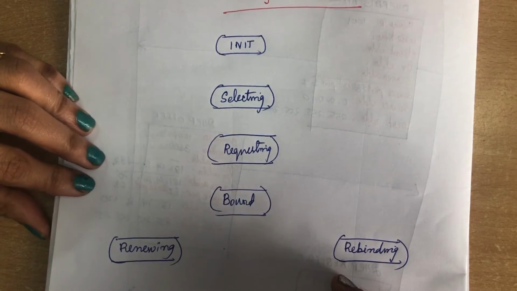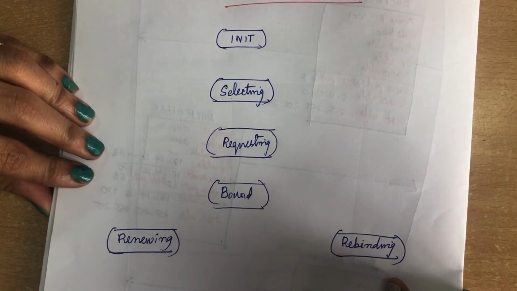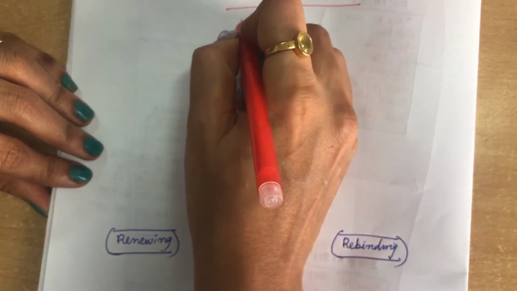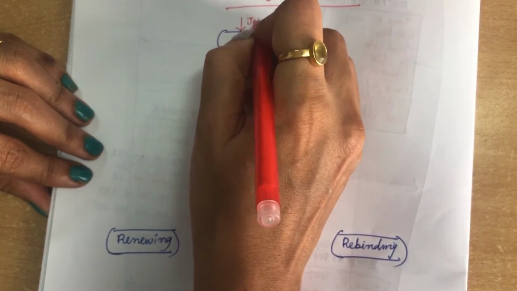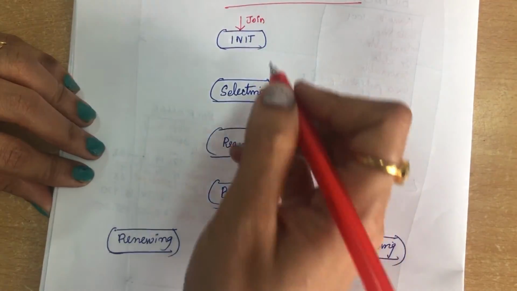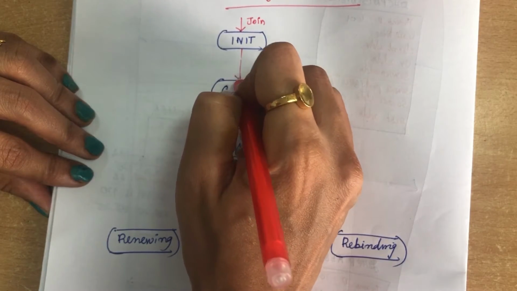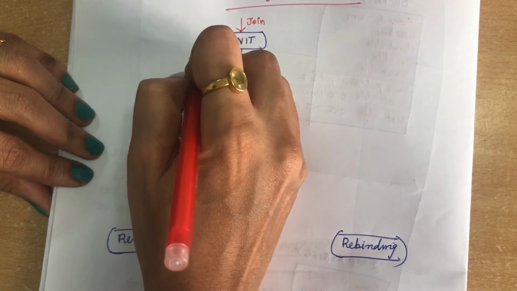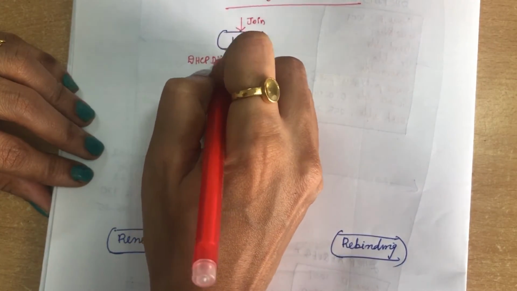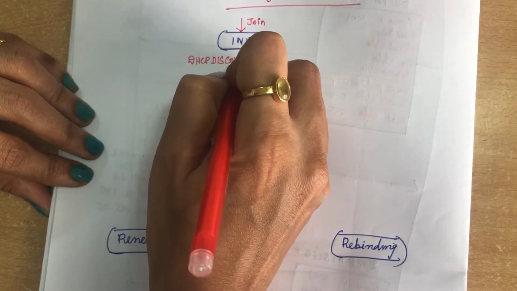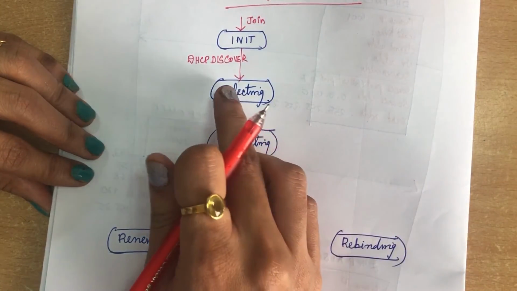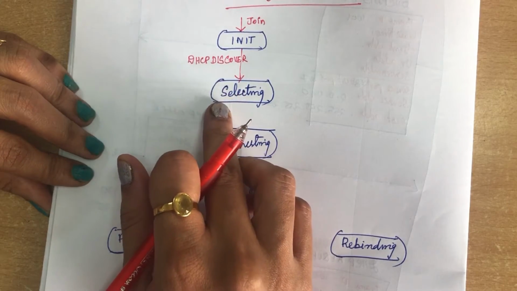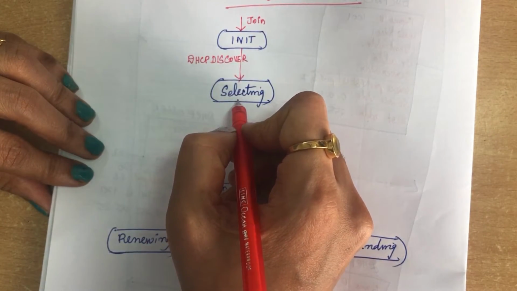Okay, we will see how it is transferred from one state to another state. Initially, when it wants any IP address, it goes to the initial state called init state. The client machine will send a DHCP discover message, asking for an IP address from the nearby servers. So it goes into a state called selecting state.